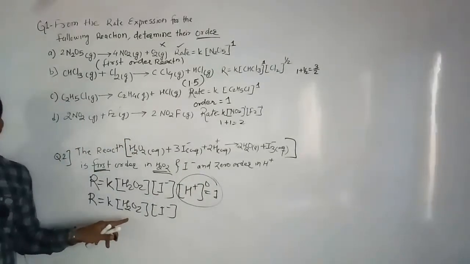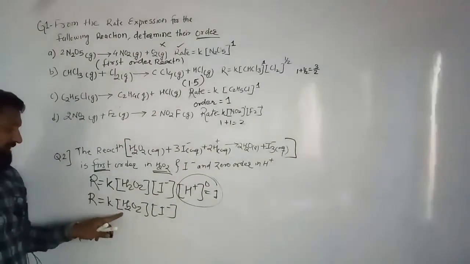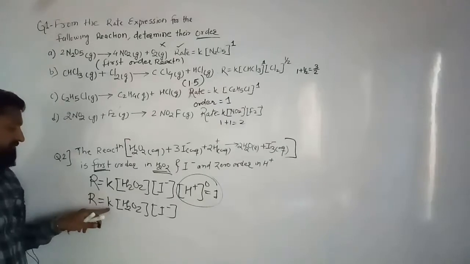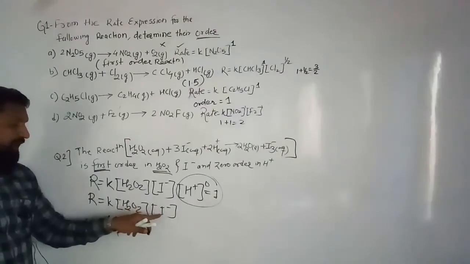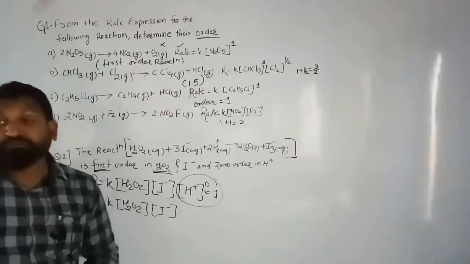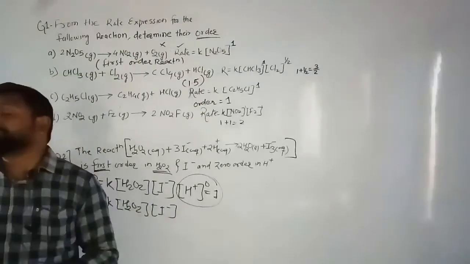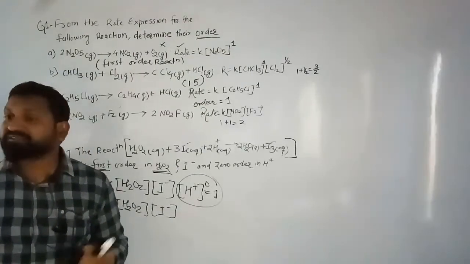Therefore the eventual or last rate law will become R equals K into [H2O2][I minus]. So in this way we have to apply, and in examinations only applications are welcome, nothing else.